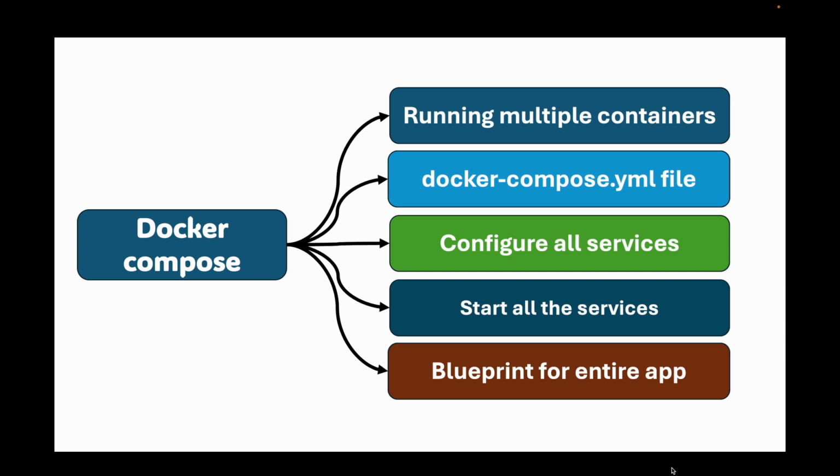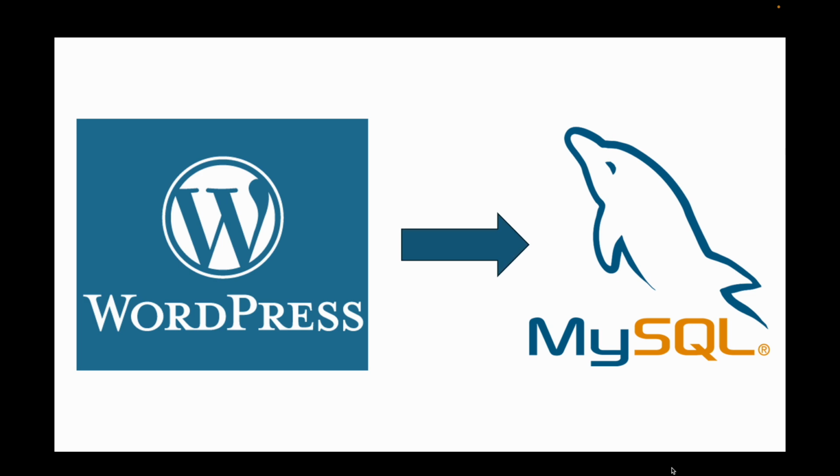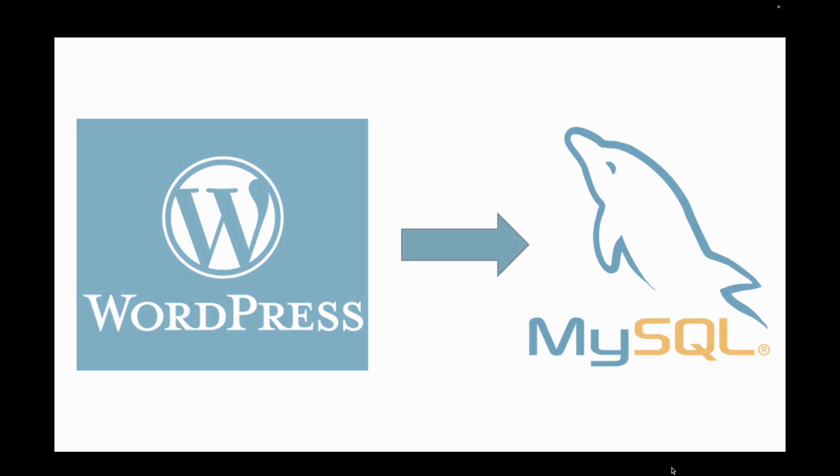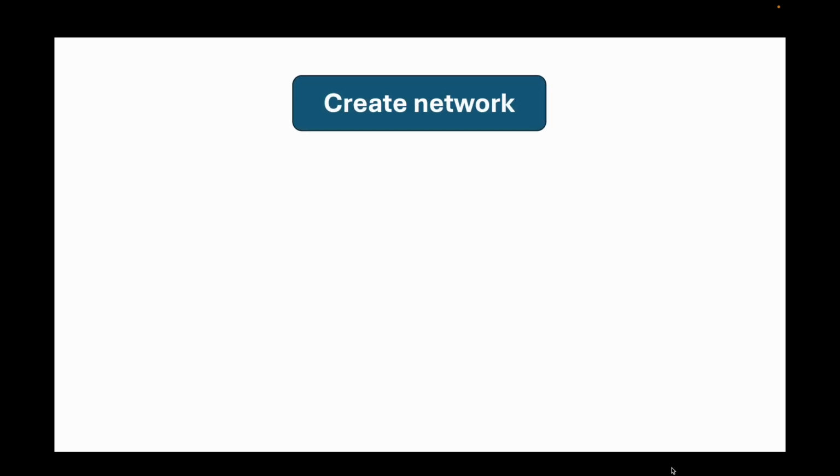Now, why should we use it? Let's contrast it with how the manual docker run approach works. So imagine you need to run a WordPress application with a MySQL database. The manual way might look something like this. So first, you will create your network. So you can use docker network create and let's say your network name.